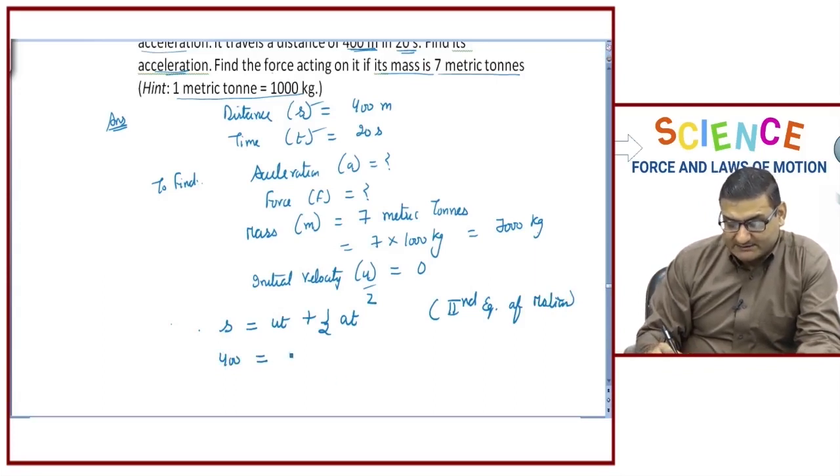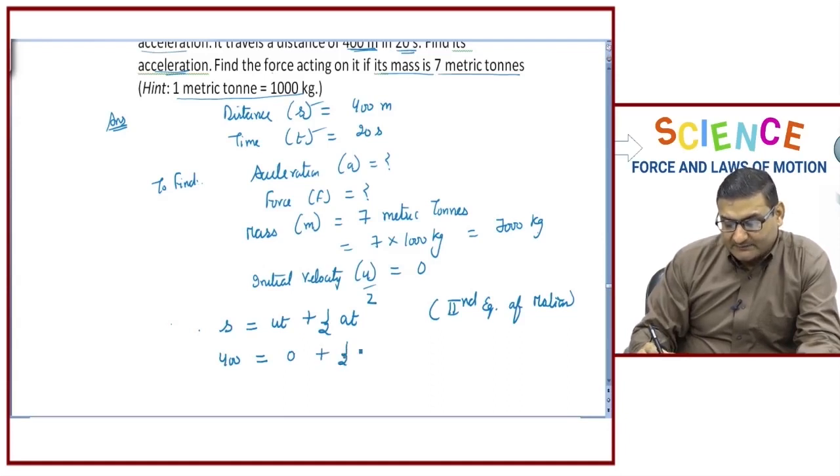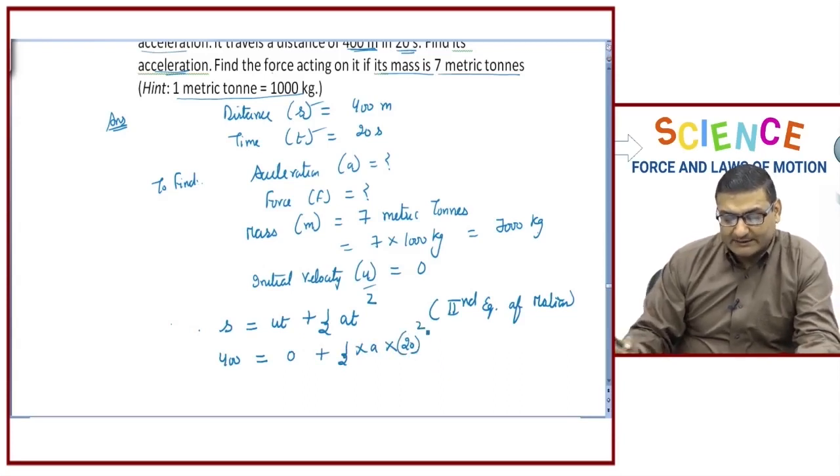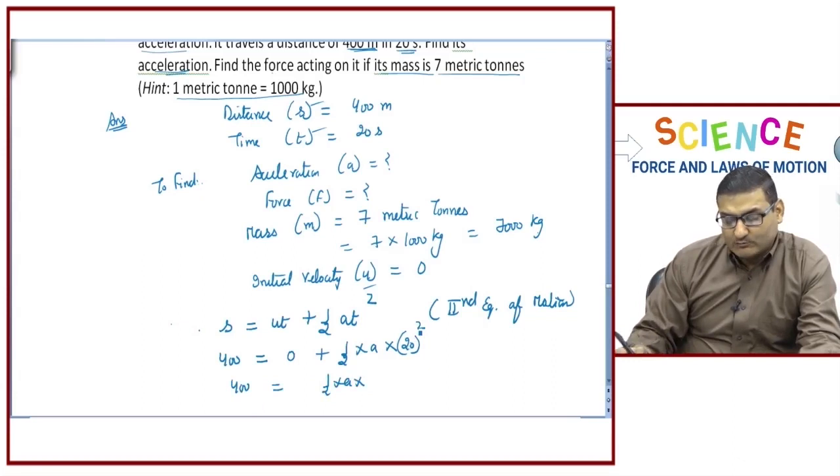Initial velocity is 0. So anything multiplied by 0 will be 0, plus half into a, which we need to calculate, and the time given is 20 seconds. So I'll square it. Clear? It becomes 400 = ½ × a × 20². If I do this, I'll get 400. Cancelling it with 2, I'll get 200.